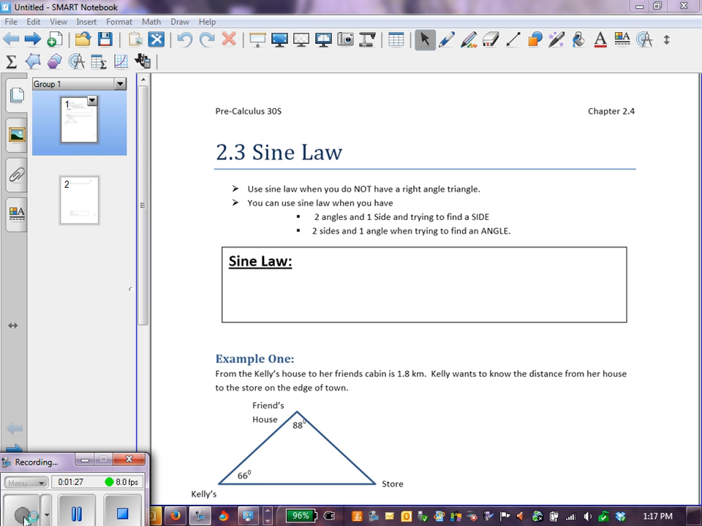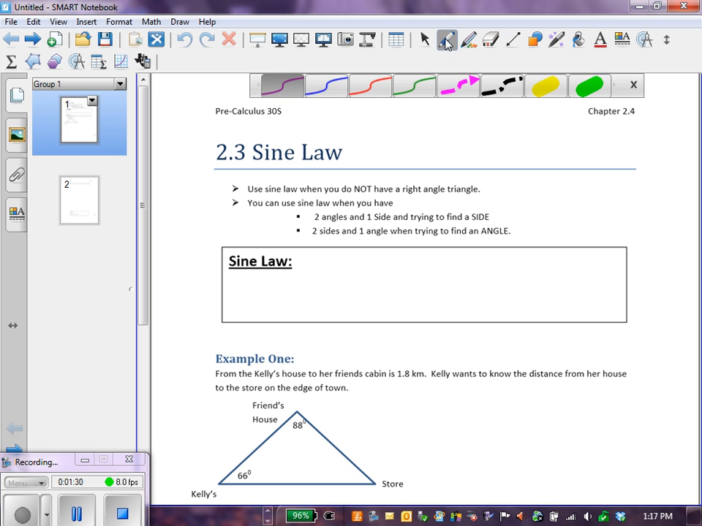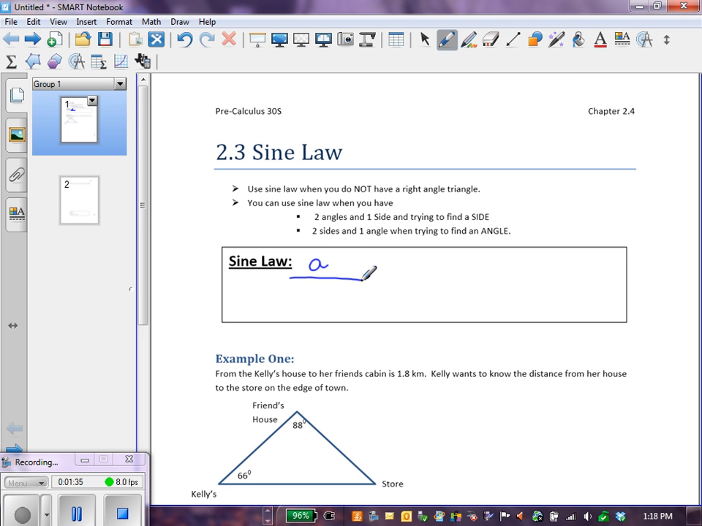This is the formula for sine law. And again, we talked about labeling a triangle properly. So side A over sine A equals side B over sine B equals side C over sine C. Now, if it's a lowercase letter, what does it represent? A side. And if it's an uppercase letter? An angle. You need to know that.